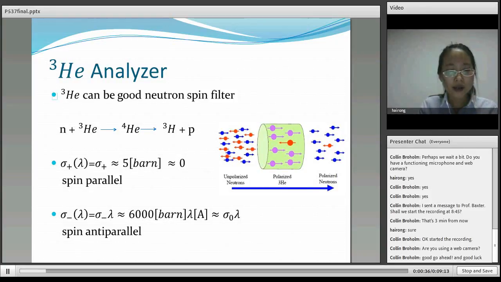This process is spin dependent. For spin parallel particles, the cross section is about 0, and for spin antiparallel particles, the cross section is linearly dependent on wavelength. So we can see from the graph on the right that if we let unpolarized neutrons go through the polarized helium-3, then almost all the neutrons left have the same spin direction. So that makes the neutrons polarized.